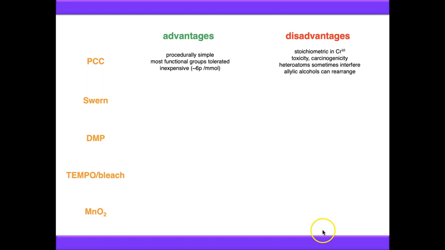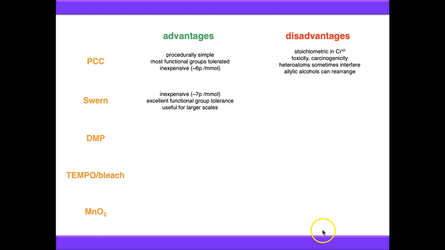The disadvantage is that you're using stoichiometric chromium-6, which is toxic, carcinogenic, not very good for you. Heteroatoms sometimes interfere with PCC oxidations, and you get something called allylic transposition if you've got allylic alcohols, so they sometimes misbehave with PCC. Some people have issues with PCC ruining your glassware with all the chromium waste, but if you add Celite or silica to your reaction, it tends to catch all of the waste. So as long as you do the reaction properly, it's not that much of an issue.